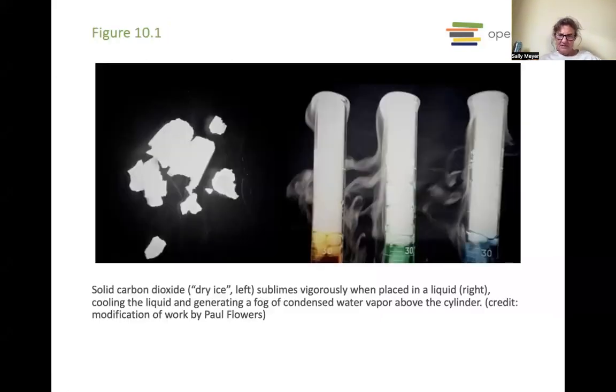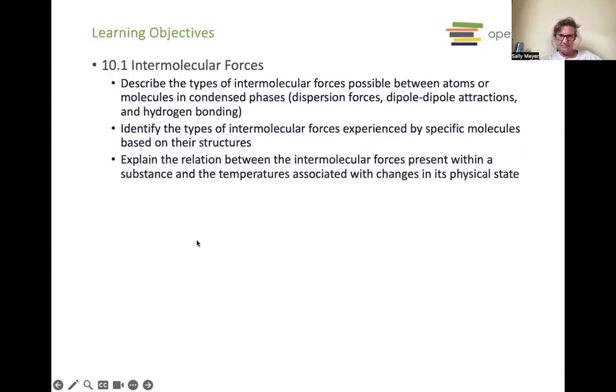This is just a picture to get you thinking about solids and liquids. So dry ice, carbon dioxide as a solid, goes straight from the solid to the gaseous phase, never goes through the liquid phase at atmospheric pressure. So that's something very different. I mean, water goes from solid to liquid to gas. So thinking about the properties of dry ice will help us understand the intermolecular forces, or the forces holding molecules in the solid phase of CO2 that lead to the properties that make it unique.